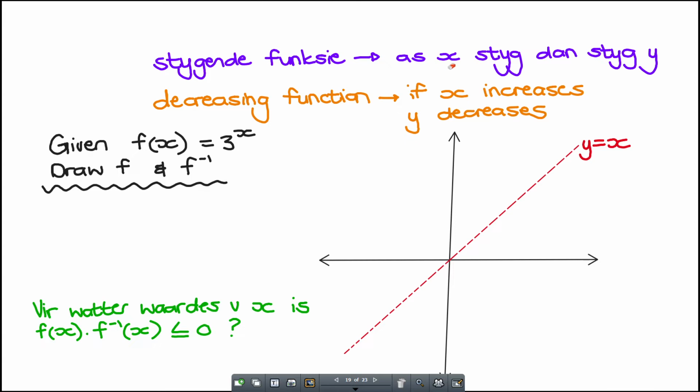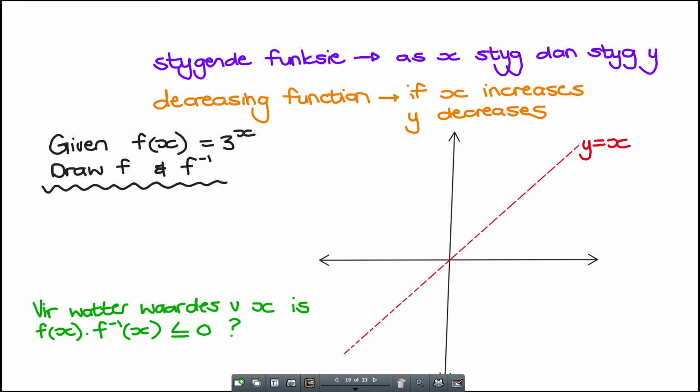Ons het gesê as x styg, dan styg y, né? So as x increases, the y also increases. When it's a decreasing function, as dit 'n dalende funksie is, dan as x increases, the y will decrease. Okay, so dis net daai, want jy gaan ergens along the line, you are going to get a question about that, and we'll talk about it just now.